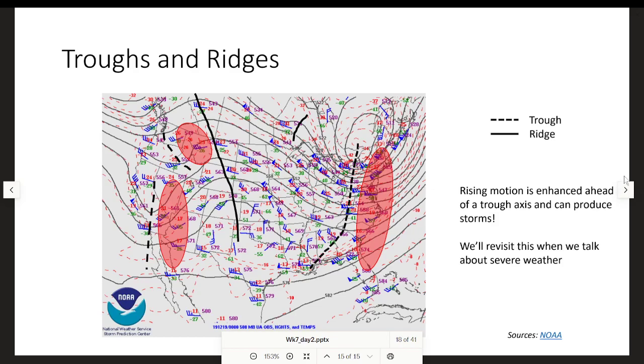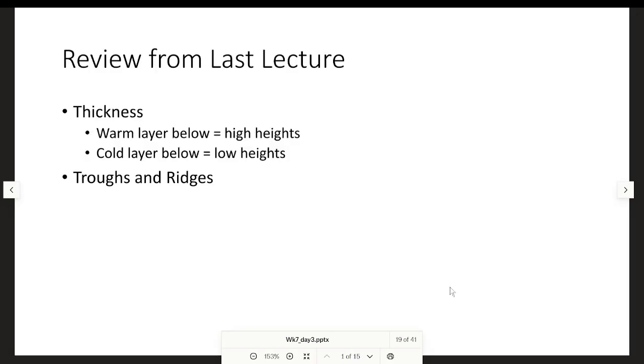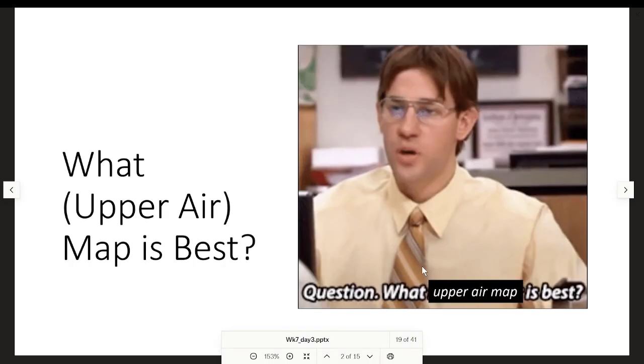Okay, the final PowerPoint for the day. So we just talked about thickness. If there's a warm layer below, you get higher heights, and if there's a cool layer below, you get low heights. And then we just discussed troughs and ridges.